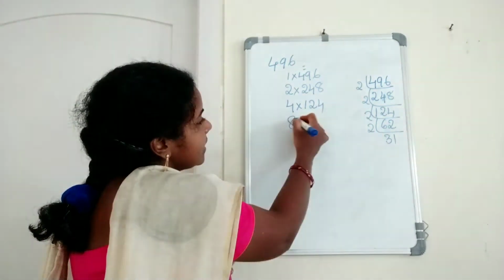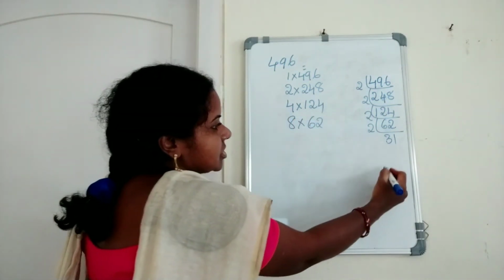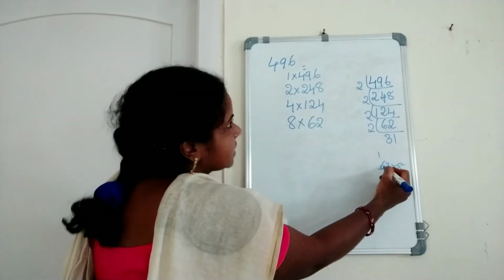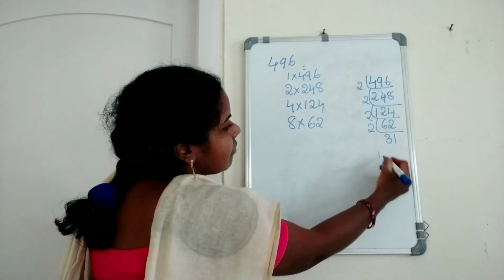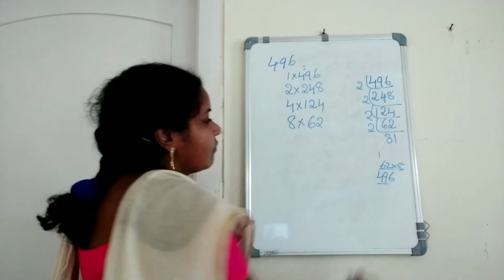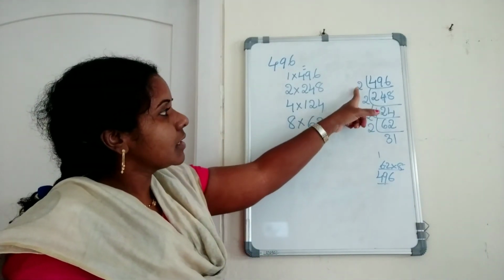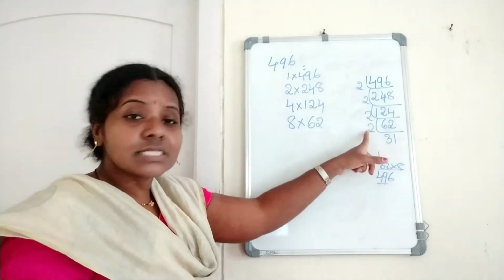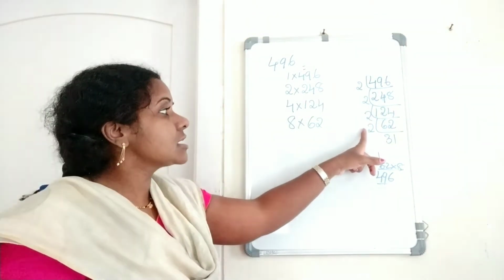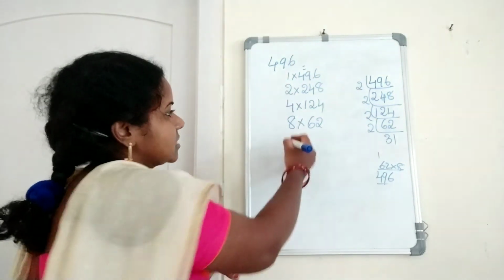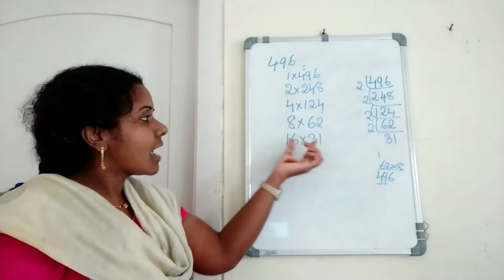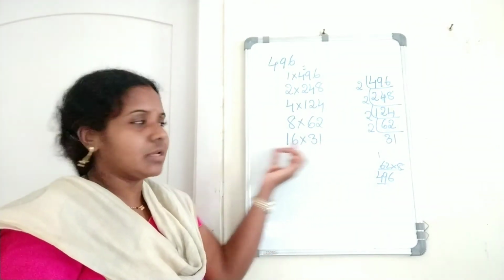Let us check. 8 2s 16, 8 6s 48, 48 plus 1 is 49. 496. Next, 2 2s 4, 4 2s 8, 8 2s 16. 16 table again it is there. 16 how much? 16 31s. That's all. Again it comes in the 31 table.